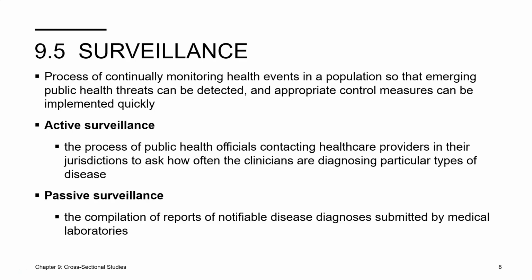There are two different types, active surveillance and passive surveillance. Active surveillance is the process of public health officials contacting healthcare providers in their jurisdictions to ask how often clinicians are diagnosing particular types of disease. A passive surveillance is the compilation of reports of notifiable disease diagnoses submitted by medical laboratories. Each state has a specific list of conditions that need to be included as part of passive surveillance, as well as the CDC requires some passive surveillance nationally.